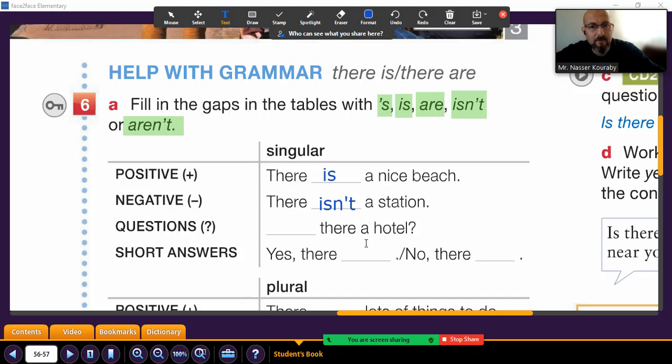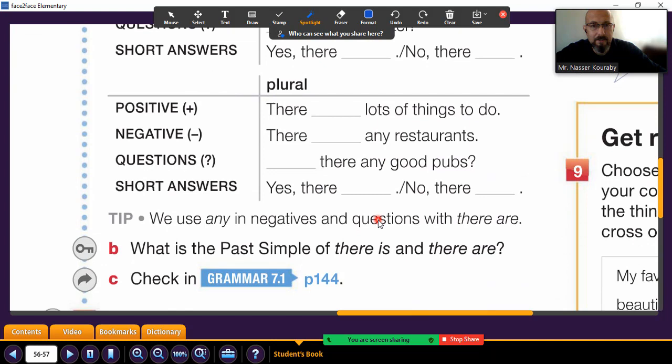Very good. What about question? Singular. Again, we use is. Well, no, capital is. Is there a hotel? The answer, yes, there is. No, there isn't. Okay. Now, do the plural on your own. Okay, guys, stop the video 1 minute, fill in the gaps here, then we'll check together, okay?